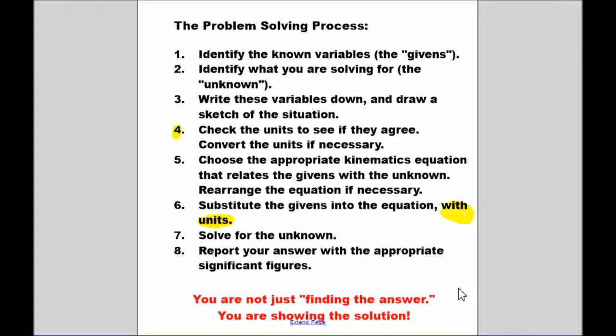Guys, here's the key thing when you're solving problems. You are not just finding the answer, you're showing the solution. Finding the answer is one thing, but you're trying to show me that you understand how to solve these problems. You're showing the process by which the solution is found. That is what problem solving in physics is about. If you want to find the answer, that's pretty easy. You can look at answers in the back of the book. You have a solutions manual available to you that has the answer in it. If you want to find the answer, just go look up the answer. I want you to show that you can figure out the solution.